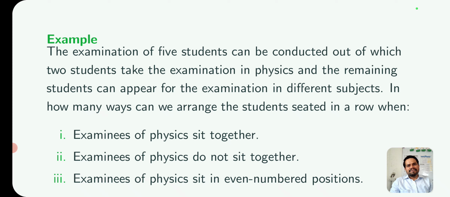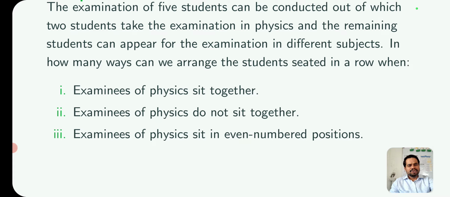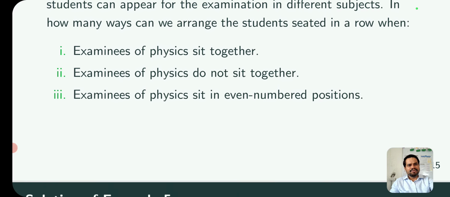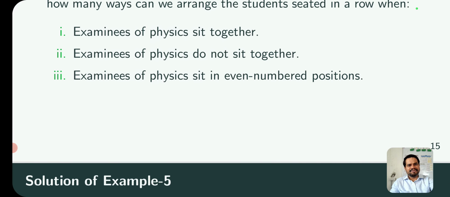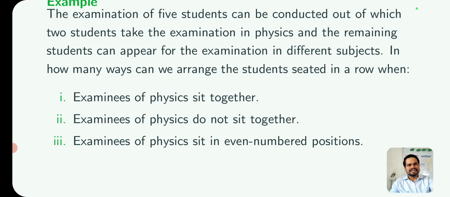Then the first condition is examinees of physics sit together. The second one is examinees of physics do not sit together. And the third condition is examinees of physics sit in even numbered positions. So under these conditions we have to find the permutations. Let us see, the first condition is examinees of physics sit together.